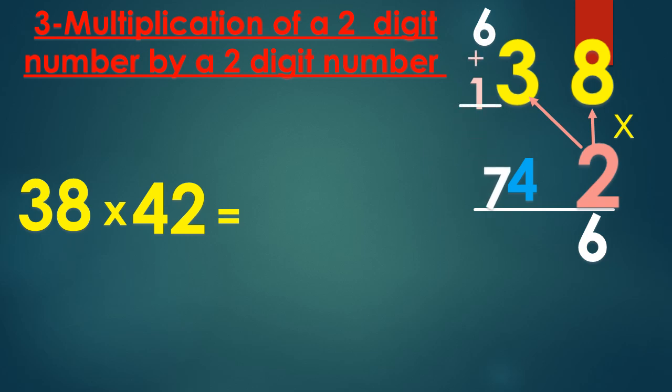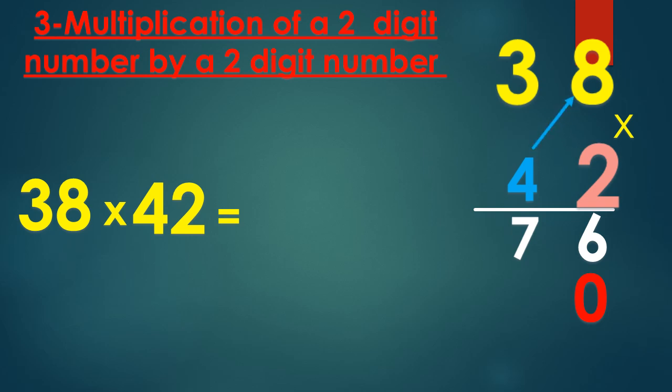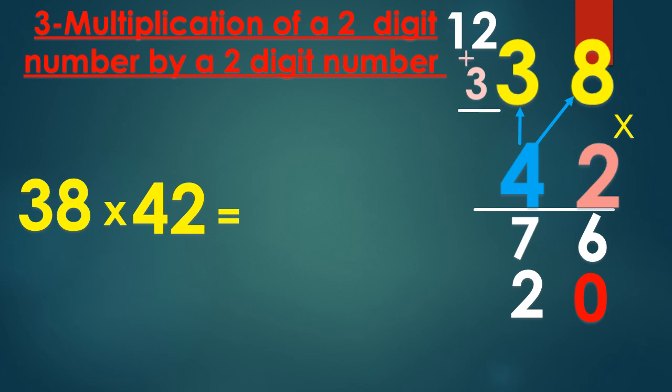Then, before starting the second line with the 4, we add a 0 under the 6. Then 4 times 8 is 32. We write the 2 down and carry the 3 up. 4 times 3 is 12, and already we have the 3. 12 plus 3 is 15. The 15 comes down. So the second line is 1520.